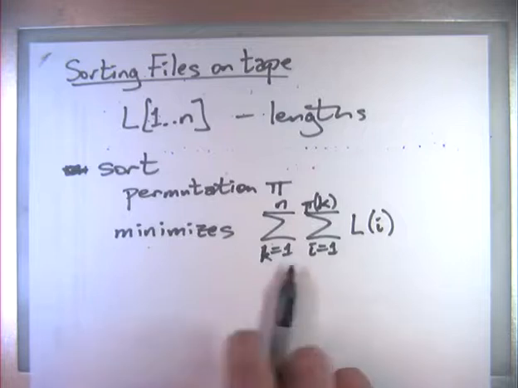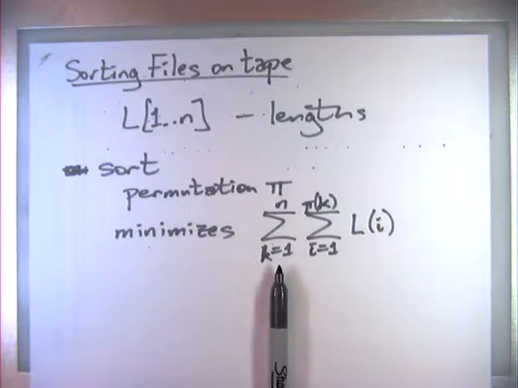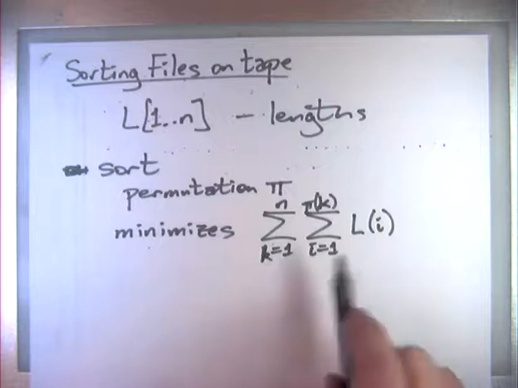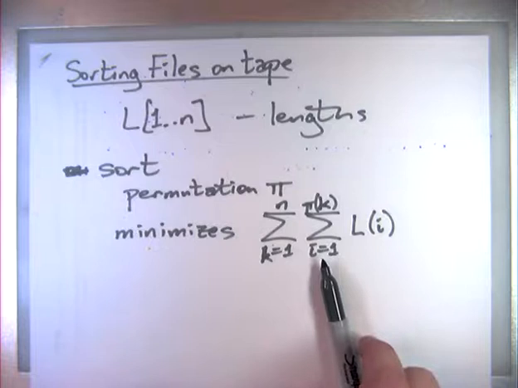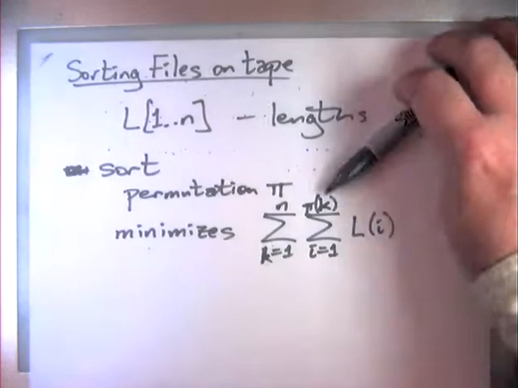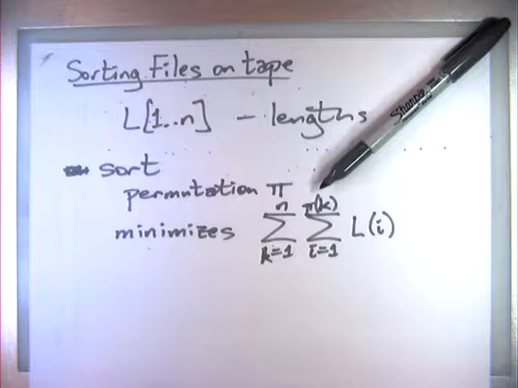K is the index for the outer sum. So I want to do this for every file. For every file, I have to read every preceding file. Right? And then pi is the position of the kth file on the tape. So I have to read all files up to and including that position, the file in that position. Okay?